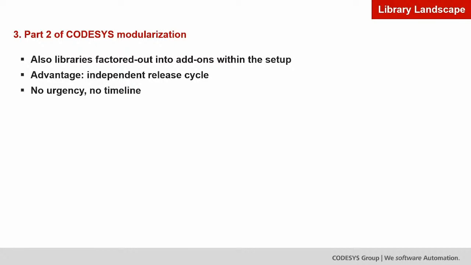Finally, there is part 2 of the CODESYS modularization, meaning that also libraries are factored out into add-ons within the setup. The advantage: they can have an independent release cycle, but there's no urgency and no timeline for this change.